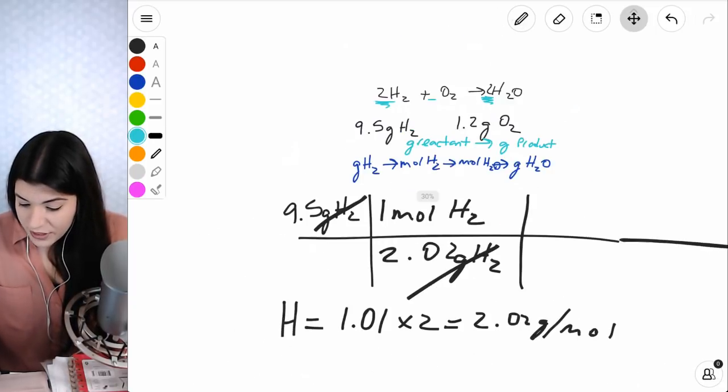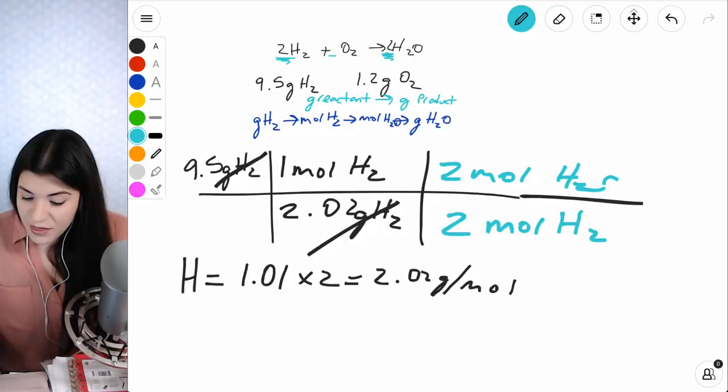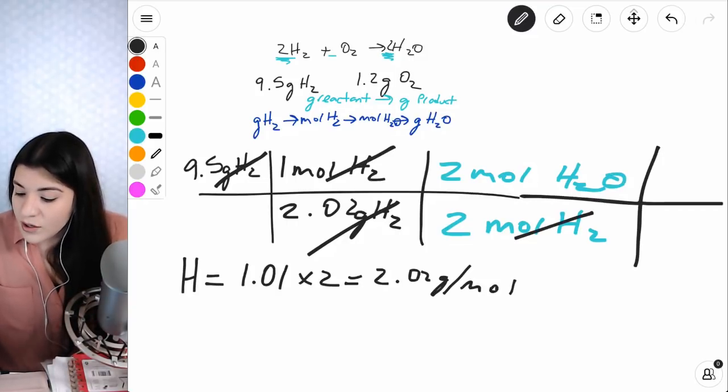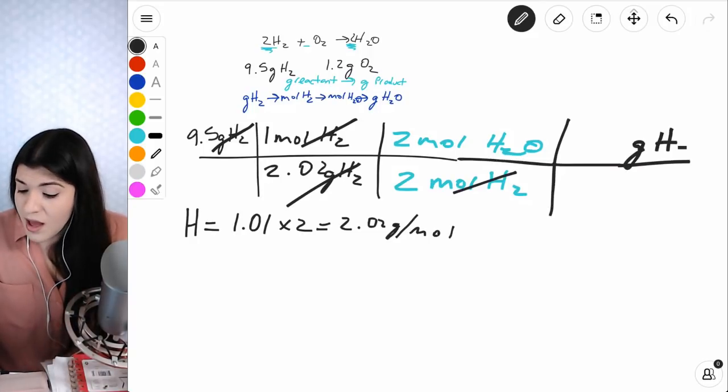And then now I'll place the 2 on the bottom, and that's the 2 moles of H2 that we found, and then 2 moles of H2O. Like I said, this is always from the balanced equation. And then those moles of H2 would cancel. Finally, we'll get to grams of water, which is what we're looking for, so it has to be on top, and moles of H2O, which has to be on the bottom.